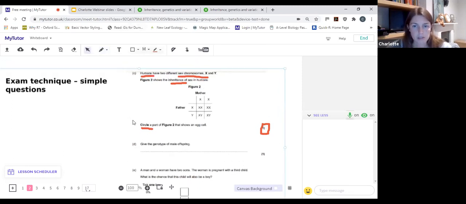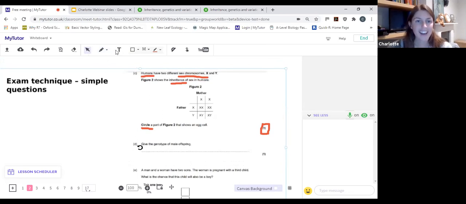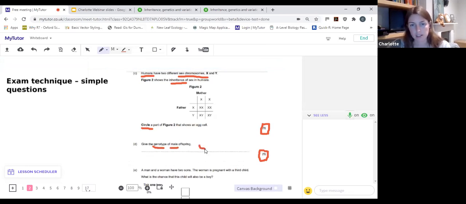Then the next one, oh no, let's not move that around. The next one, give the genotype of male offspring. Again, this is a 1 mark question. It's relatively simple. You've probably thought of the answer already. Genotype of the male offspring. Those are the key words. Genotype of the male offspring. And yes, the answer there is XY. Males always have a Y chromosome.